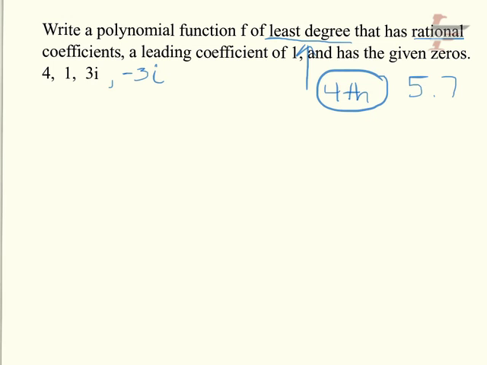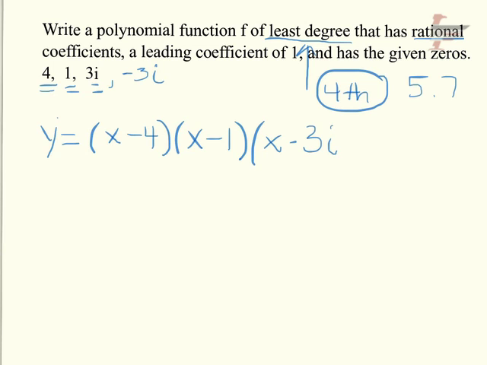So I'm going to take my zeros and I'm going to set those up as factors. So if I have a zero of 4, I know my factor is x minus 4. If I have a zero at 1, I know my factor is x minus 1. If I have a zero at 3i, I know the factor is x minus 3i. And lastly, if I have a zero at negative 3i, I know it's going to be x minus a negative, so x plus 3i.